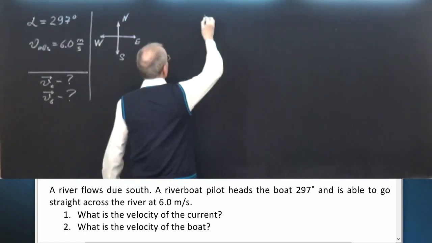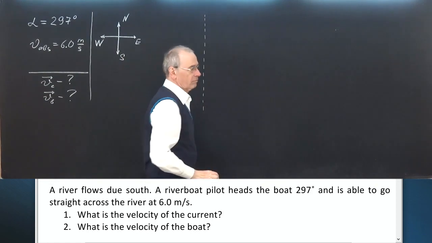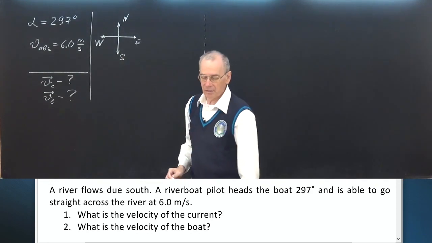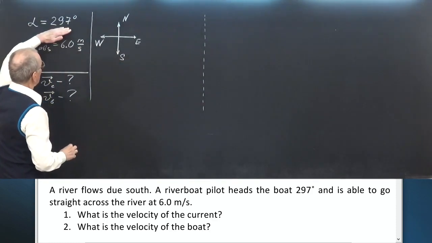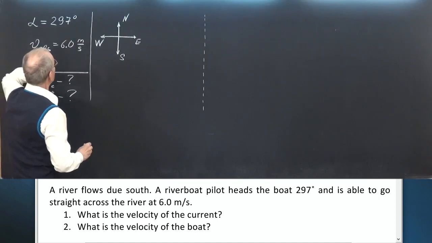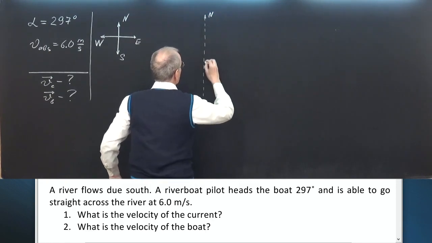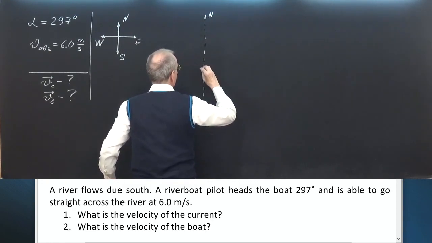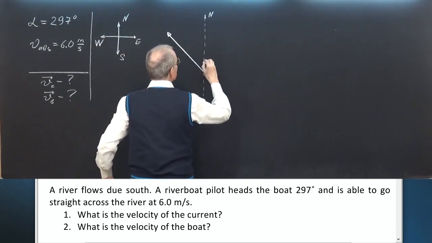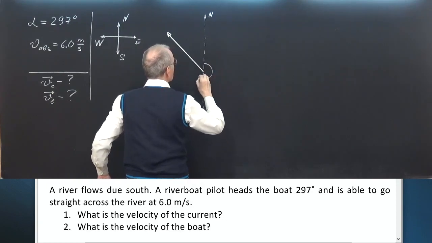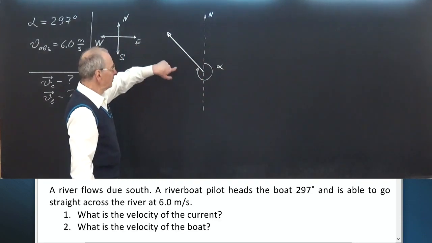Now let's show the velocity of the boat. This velocity has bearing 297 degrees from the north. Like this. This is bearing alpha, clockwise from the north.